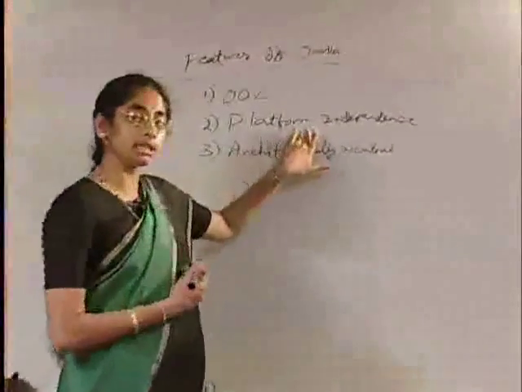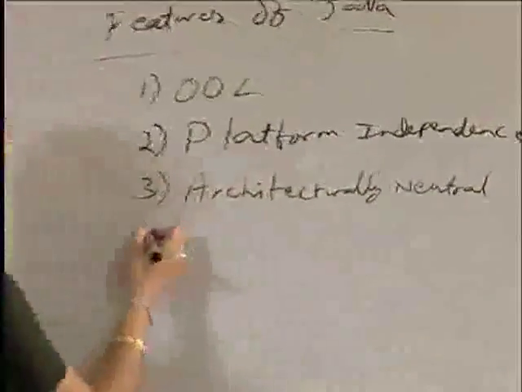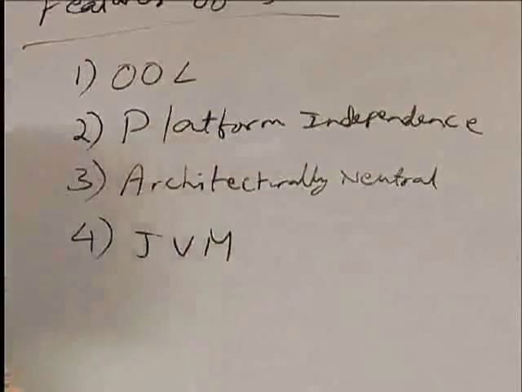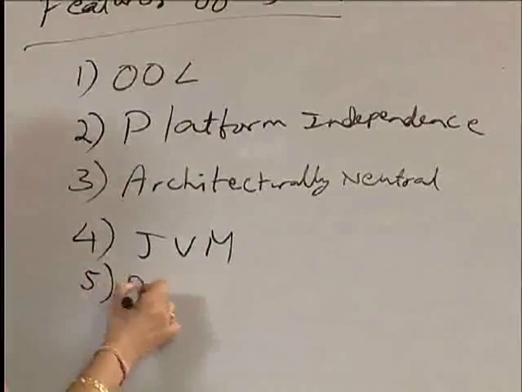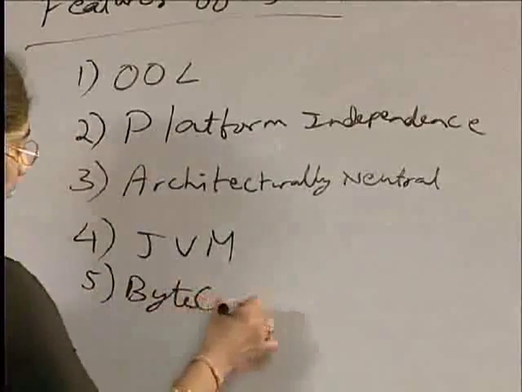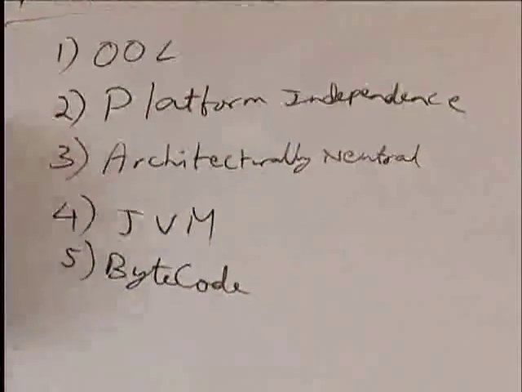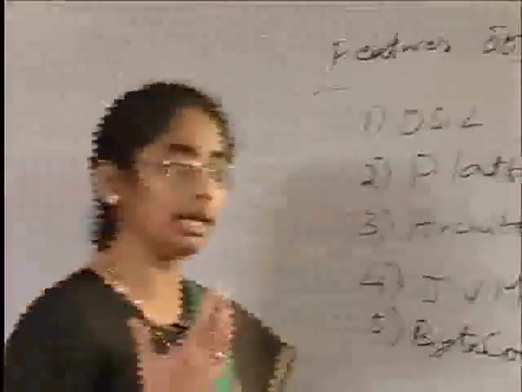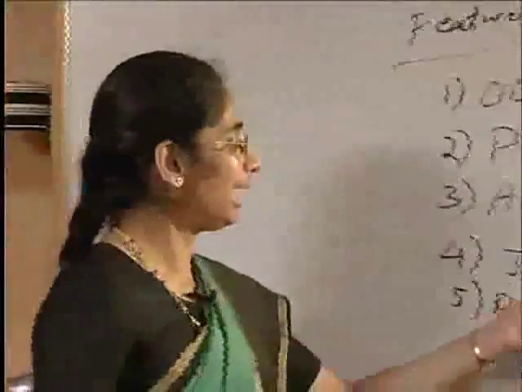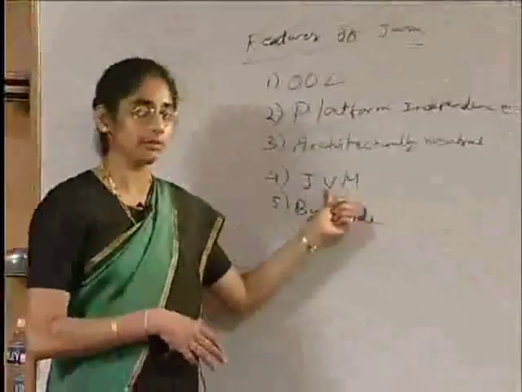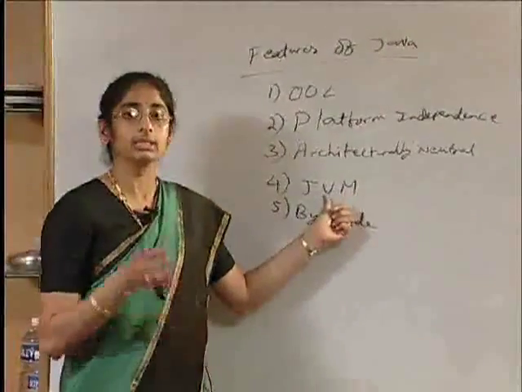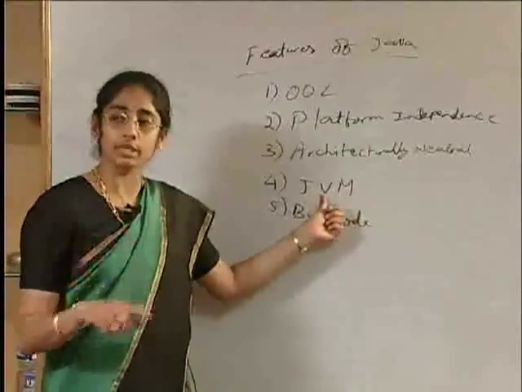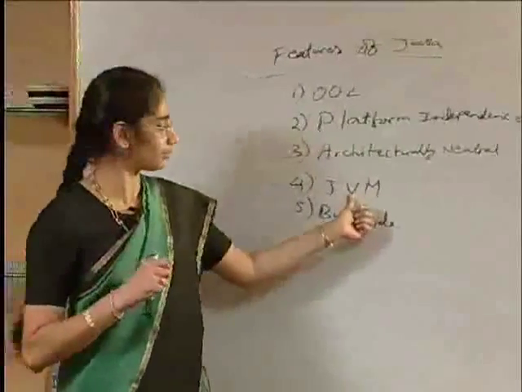So what makes Java platform independent? It is the JVM, that is the Java Virtual Machine, and the bytecode. Now when you write a Java program, you compile it. When you run that compiled code, it is presented to the JVM and loaded into the JVM. The JVM converts the compiled code into machine code and executes it.